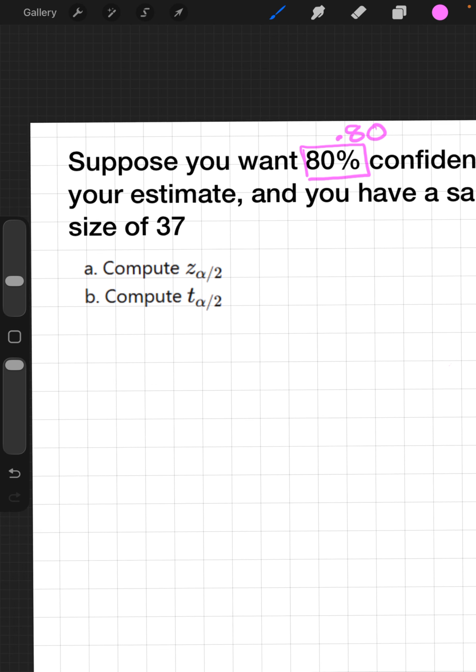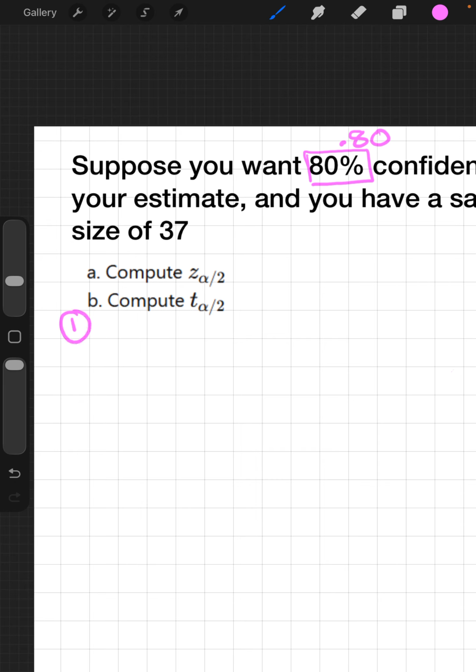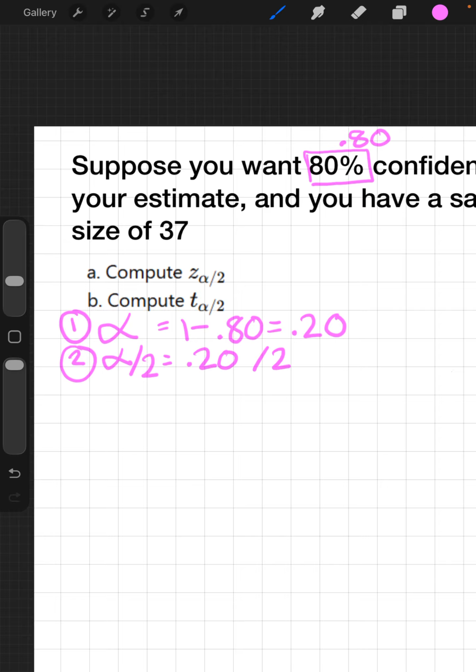And the first thing we're going to do is find your a. So your a is going to be 1 minus your confidence interval. That's going to be 0.20. The second thing we're going to do after is compute the alpha over 2, which is going to be 0.20 divided by 2. And then I have 0.10.